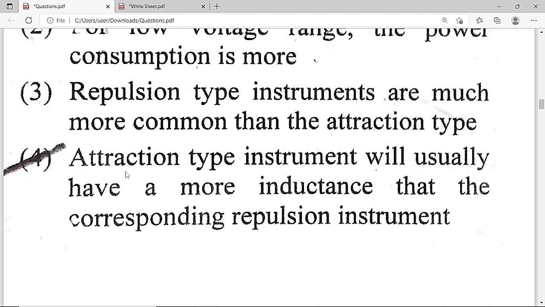But in this option, they have given the reverse: that the attraction type instrument will usually have more inductance. It is wrong. Basically, they have less inductance when compared to the repulsion type instrument. So option D is the wrong statement. Finally, the repulsion type instrument is more common, so its inductance is also very high, whereas the attraction type instrument is very less common, so its inductance is also very low. These things you always have to keep in your mind.